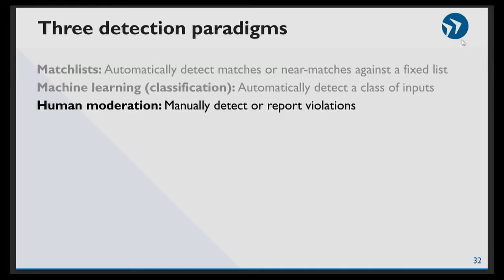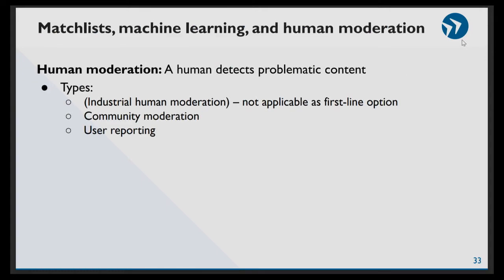Okay, we know about matchlists, we know about machine learning. So what about human moderation? There should be some opportunities for human moderation here, and I want to break this up into 3 types. There's sort of the industrial Facebook style, large army of employee or contractor moderators. This is not really applicable as a first line option in end-to-end encryption because the whole point is you don't have random people from the platform looking at your information. So I won't be focusing on it here.